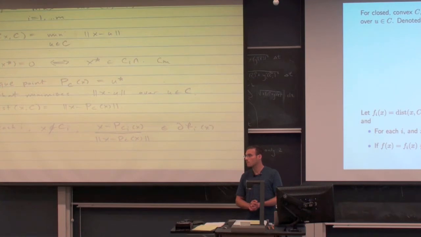The function is differentiable everywhere except the boundary. It's not differentiable everywhere. It's not differentiable for points inside C either. Why is it not? It's a flat 0 inside C, right? So it's differentiable inside C. Oh, it's not differentiable on the boundary of C.